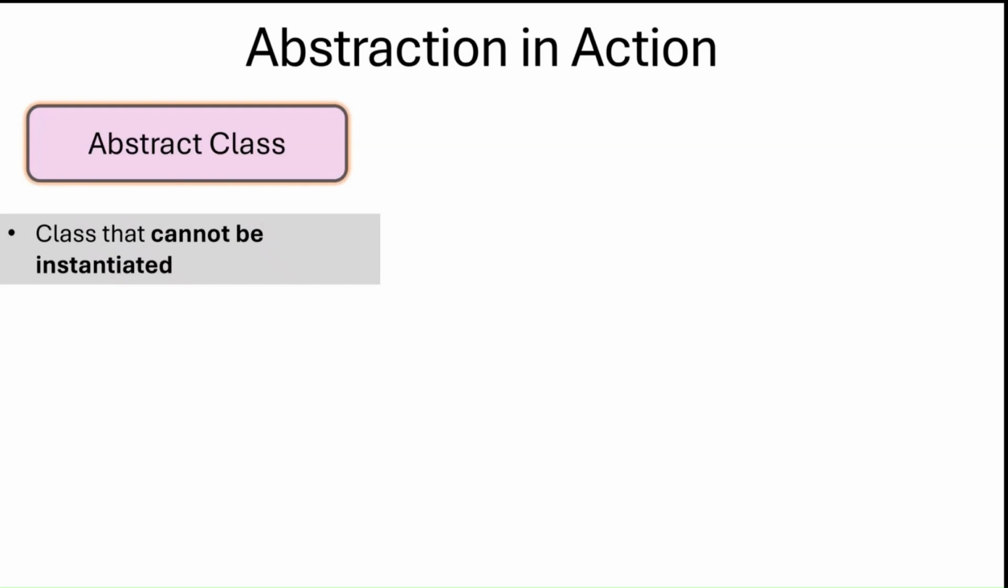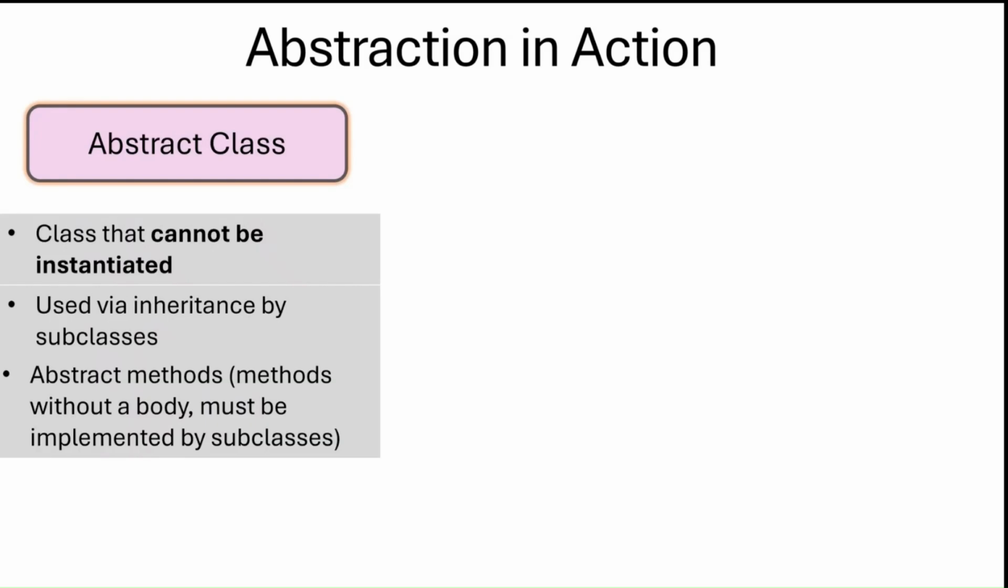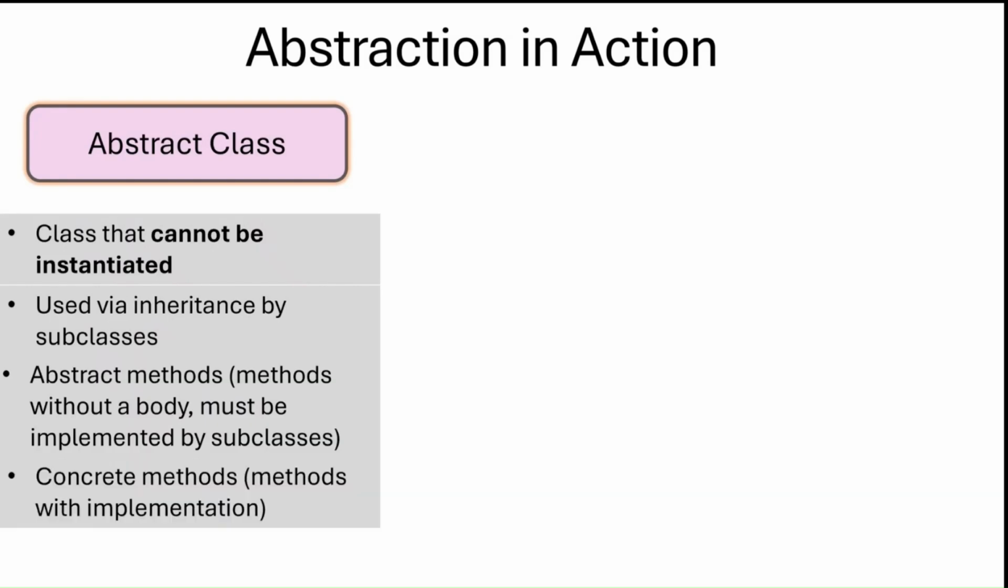An abstract class is a class that cannot be instantiated, meaning you cannot create an object of an abstract class. It can be used through inheritance by subclasses, meaning that without inheritance, an abstract class is of no use because we cannot create an object of it. An abstract class contains abstract methods and concrete methods. Abstract methods are methods without a body, and the subclasses extending or inheriting this abstract class need to implement these abstract methods. Concrete methods are methods with some implementation, some logic.